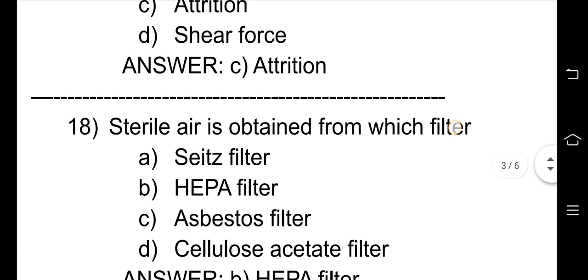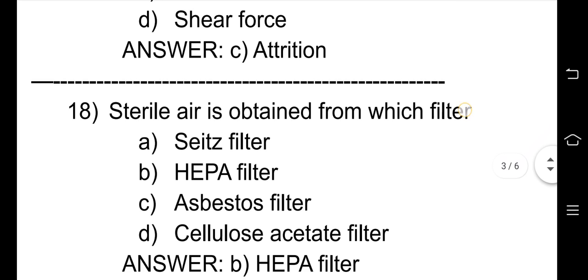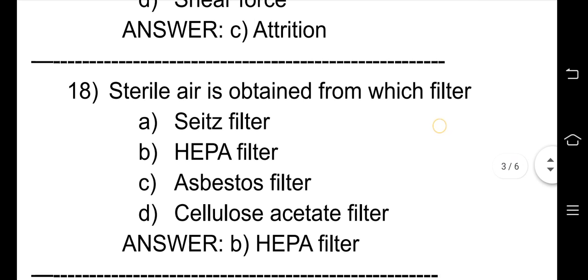18th question. Sterile air is obtained from which filter? Option A Seitz filter, option B HEPA filter, option C asbestos filter and option D cellulose acetate filter. So sterile air is obtained from option B HEPA filter. So HEPA filter is high efficiency particulate air filter which is present in laminar airflow hood.